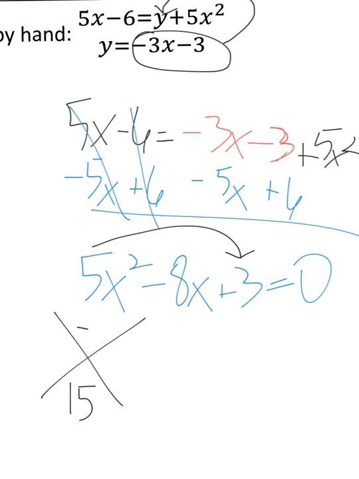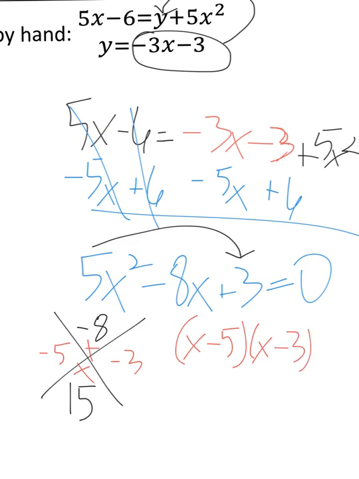The factors of 15 that add up to the middle number of negative 8. And that will be negative 5 and negative 3. Negative 5 times negative 3 is 15. Negative 5 plus negative 3 is negative 8. So I'm going to write down x minus 5 times x minus 3 equals 0.